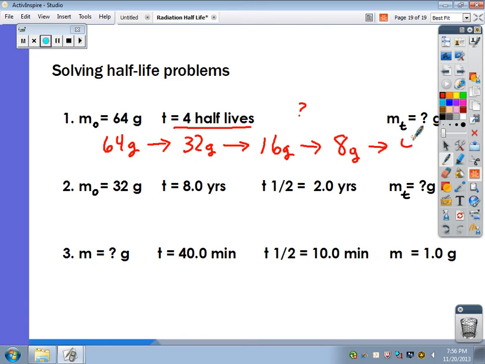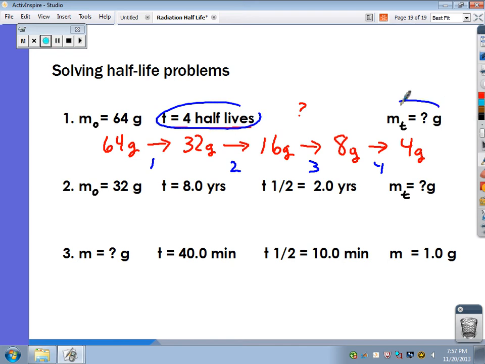Turned into 4. That's 1 half-life, 2 half-lives, 3 half-lives, 4 half-lives, right here. And what do they want to know? They want to know the mass at time t, the final time, in grams. So that's 4 grams.